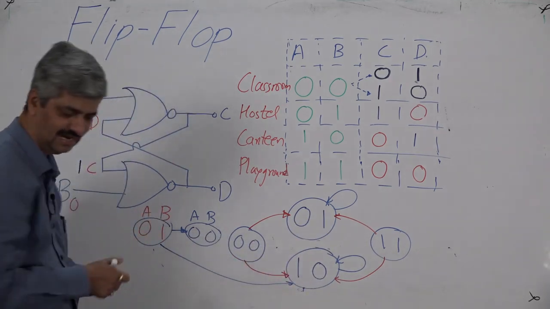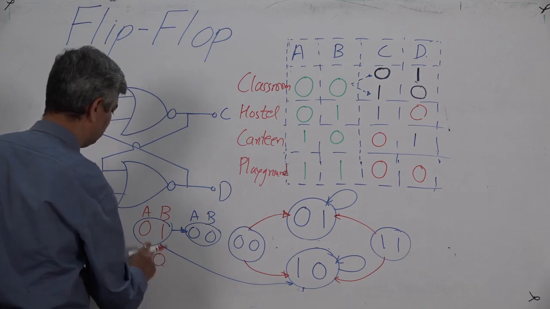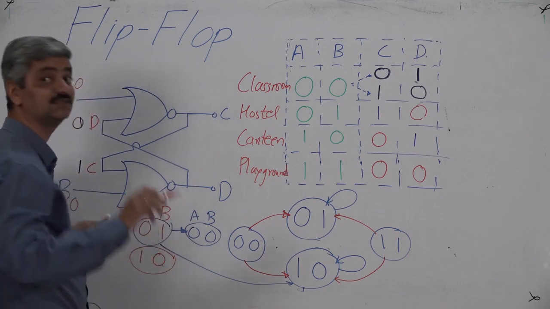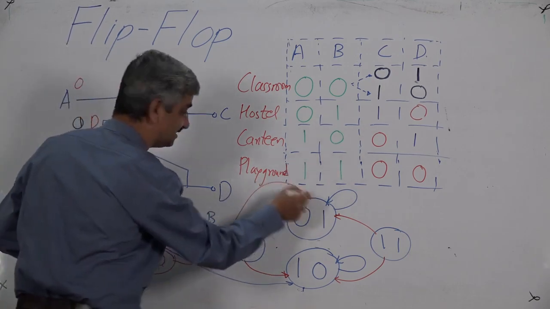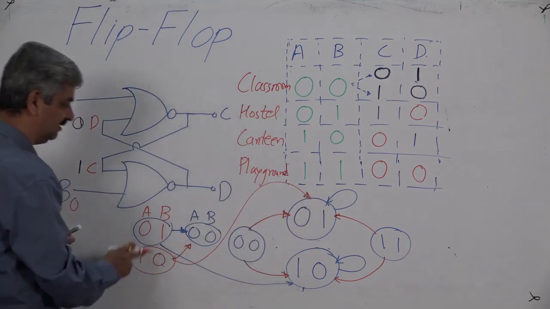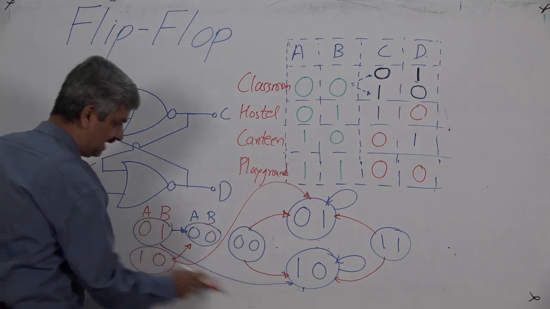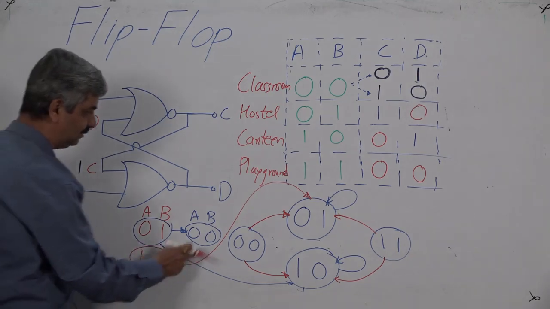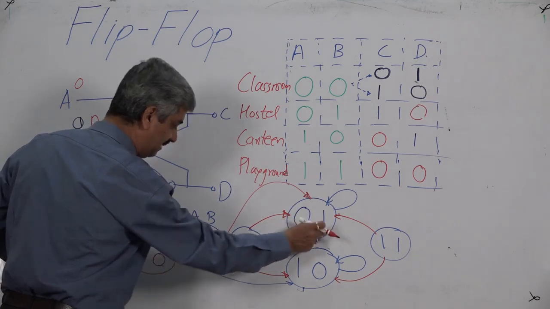If the previous state was 1, 0, what will happen? If the previous state was 1, 0 of A and B, what was the state of C and D? It was this. And now what are you doing? You are moving from here to here. So you are moving from AB equal to 0, 1 to 0, 0, the last state will remain. From AB 0, 1, you are moving here, the last CD was 0, 1, that will remain.